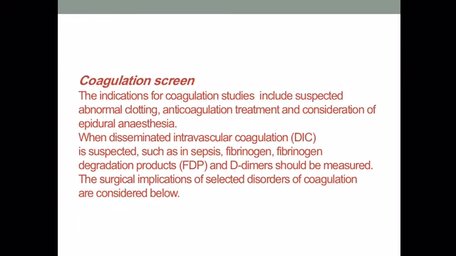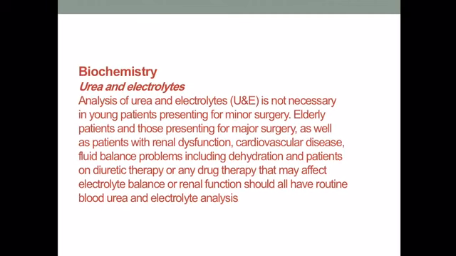Coagulation screen. The indications for a coagulation screen, i.e. measurements of bleeding time, prothrombin time, or PTT, include suspected abnormal clotting, anticoagulation therapy, and consideration of epidural anesthesia. When DIC is suspected, such as in sepsis, fibrinogen degradation products and D-dimer should be measured. The surgical implications for selected disorders of coagulation are considered below.